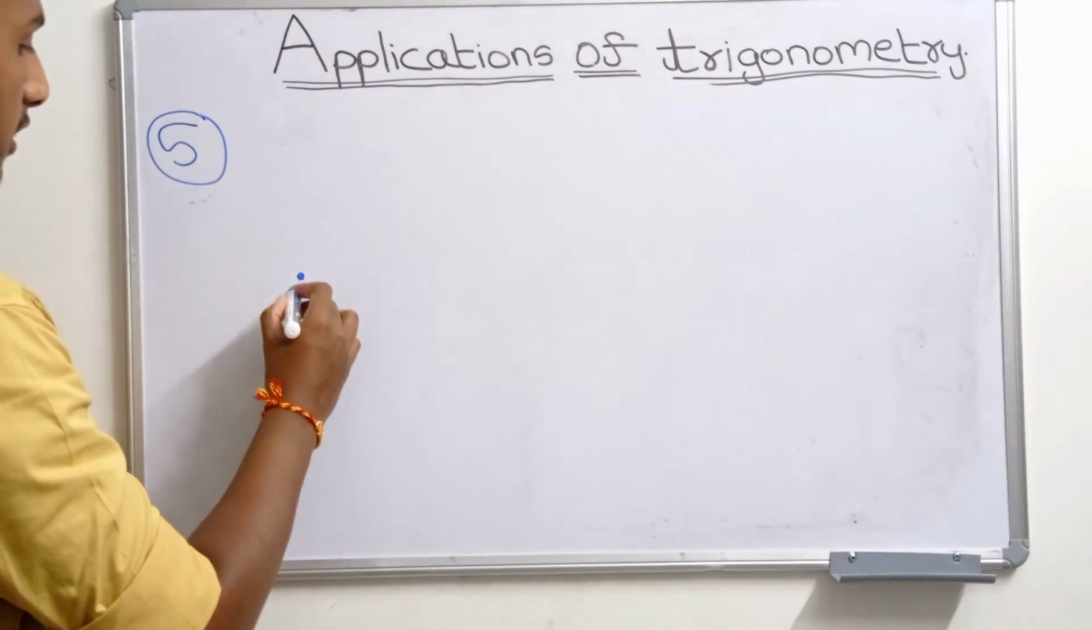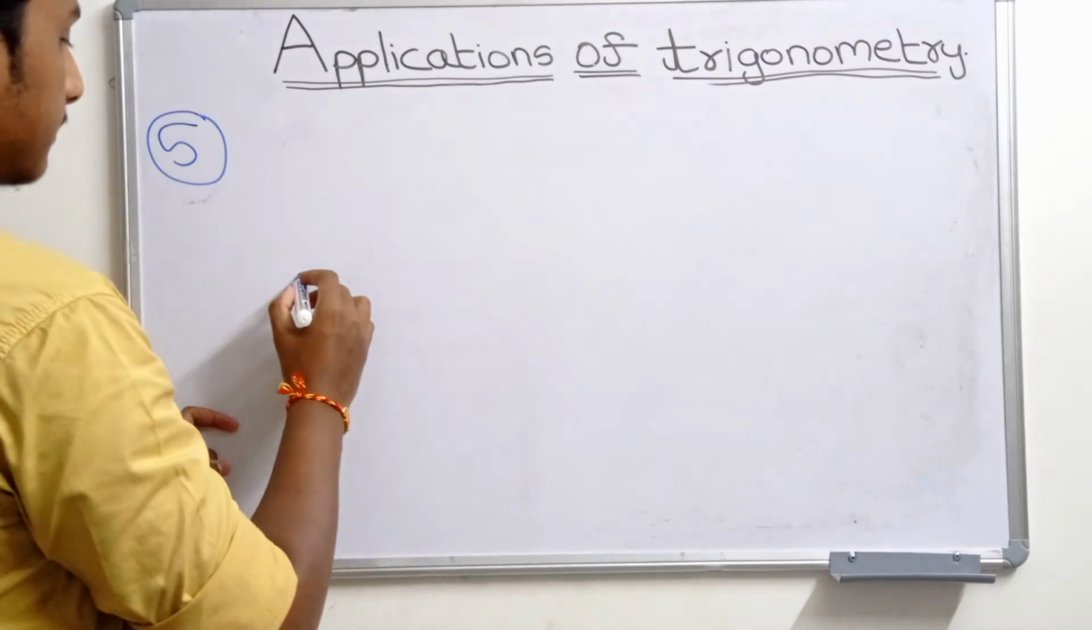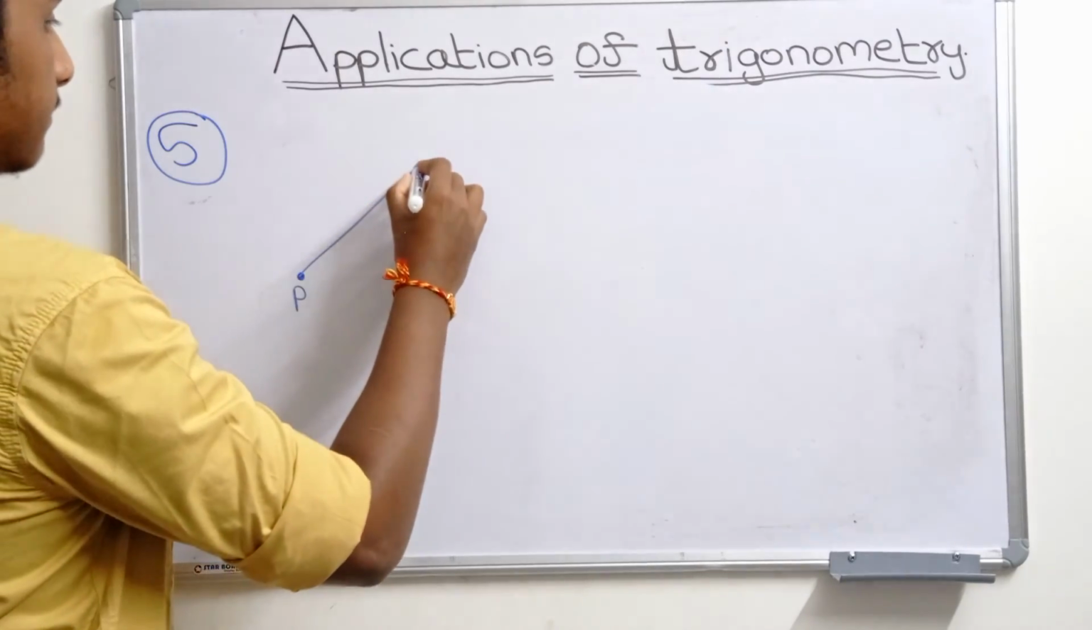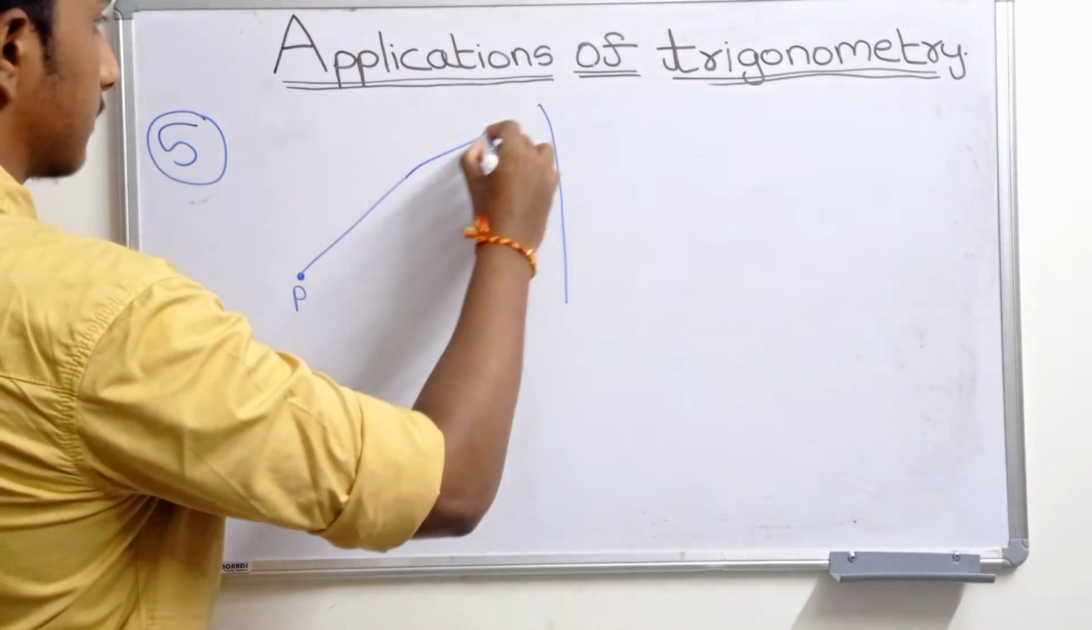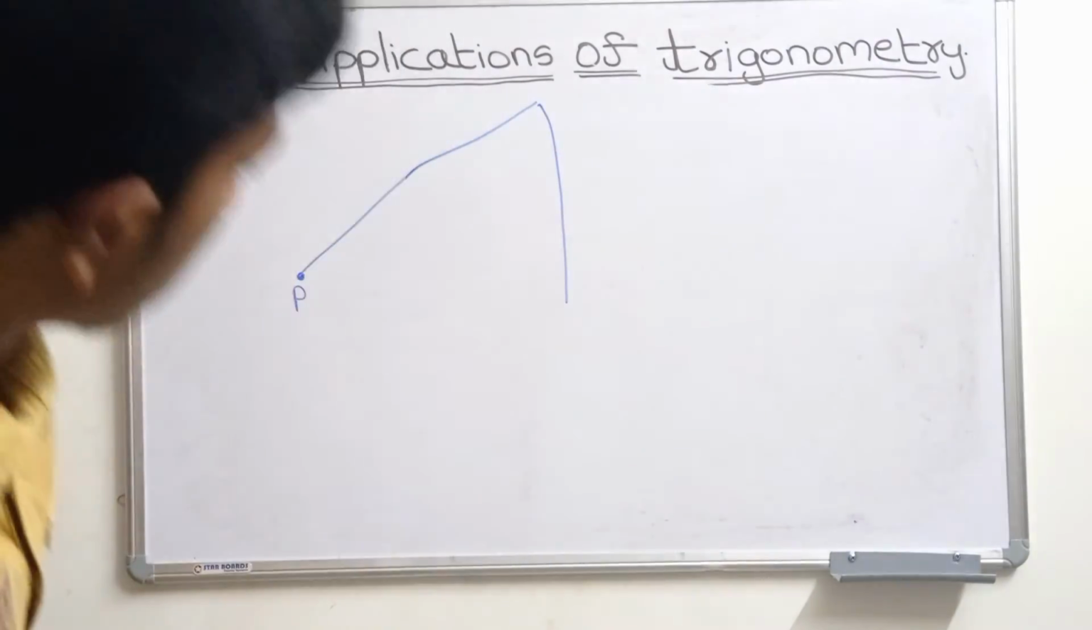Consider this as point A. When we are standing here, this is the tower. Okay, sorry, just a minute.